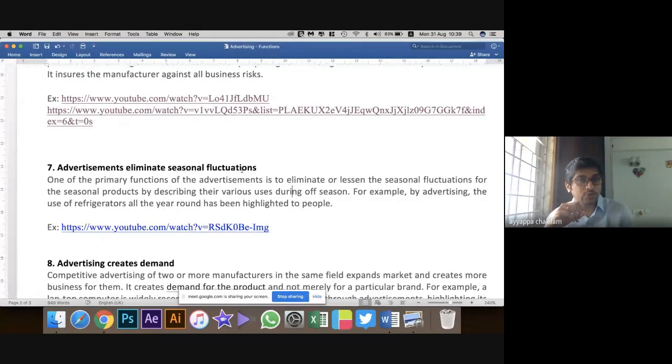Earlier, Coca-Cola used to have the tagline Thanda Matlab Coca-Cola. So if we want something cold, it's better to have a Coca-Cola. Now you want to remove that fluctuation where it's not available. How do you sell in other seasons such as the rainy or winter season? Maaza came up with a particular advertisement to make sure customers buy Maaza during the other seasons also. Let's see that ad here.